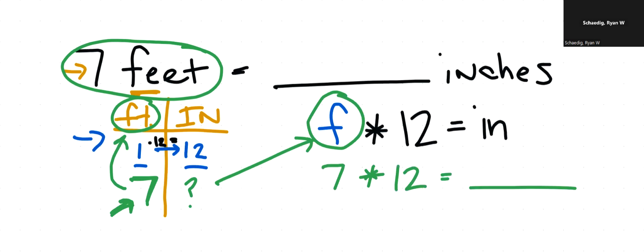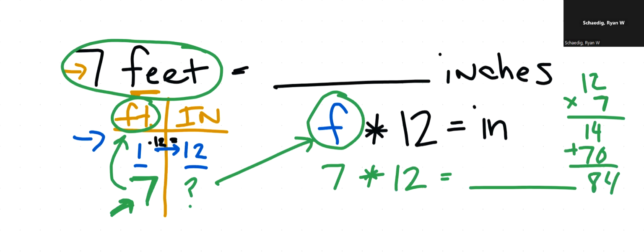So I'm going to come over here and do that math. I don't know 7 times 12 off the top of my head, but I do know that 7 times 2 is 14 and that 7 times 10 is 70. So that'd be 84. So I get 84 inches as my answer.